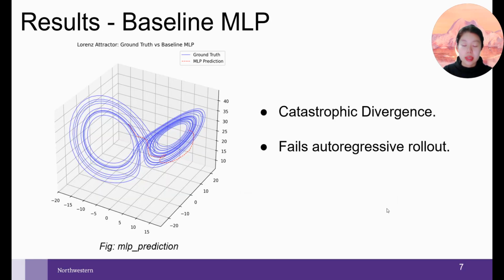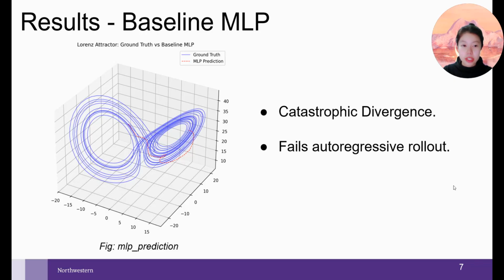Moving to results, let's first look at our baseline, the multi-layer perceptron. We trained the MLP to learn the discrete step-to-step mapping. While it achieved a low mean squared error during single-step training, if you look at the 3D plot on the screen, you can see that it failed entirely during autoregressive rollout. The blue lines are the true chaotic butterfly, but our MLP prediction, the red dashed line, rapidly diverges and collapses into a tiny, non-physical orbit.